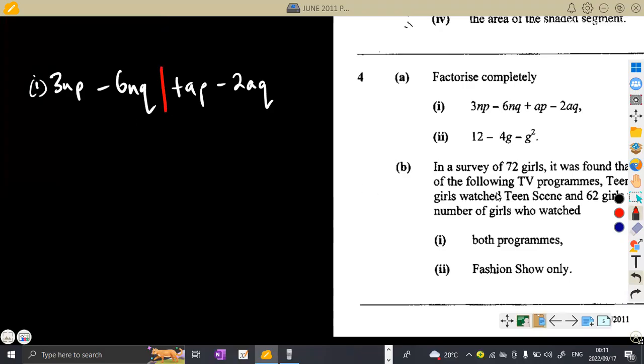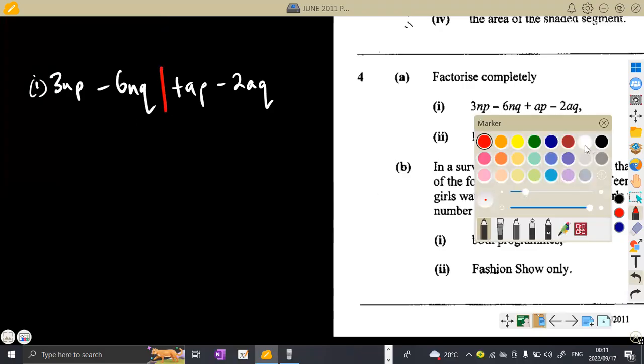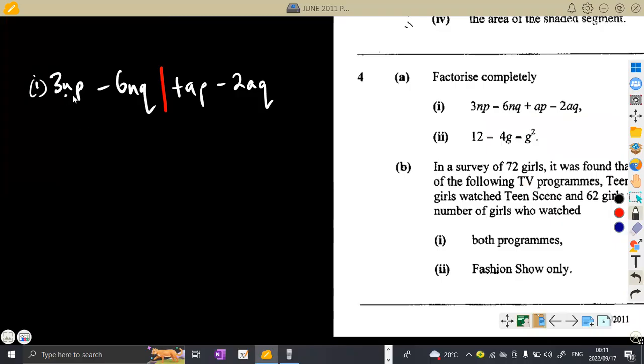So here into 2. Why? Because you can see that N is common here, so you can factor out N. But between 3 and 6, 3 is also common, so you can factor out 3N. That is the highest common factor. Then if we divide 3NP by 3N, the 3N and 3N will cancel, which means you're going to remain with P, minus 6 divided by 3, which is 2N, and N will cancel, which means you're going to remain with Q.